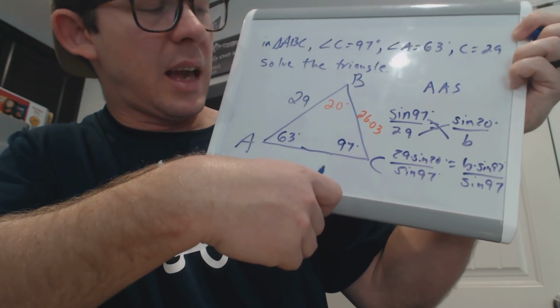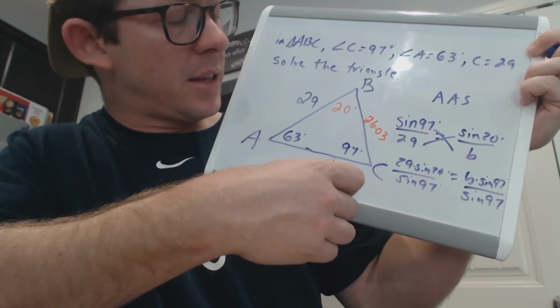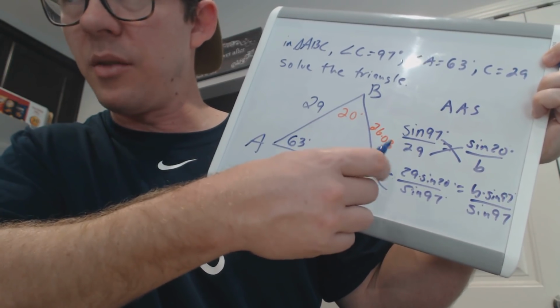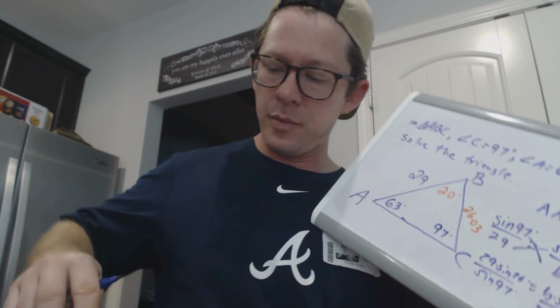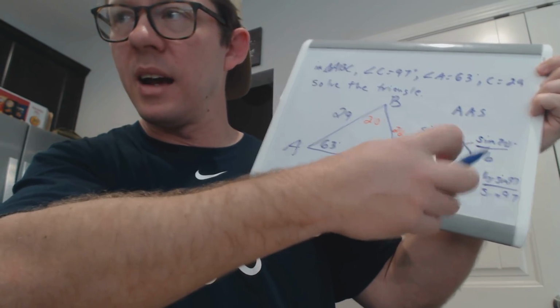Now, let's make a prediction here, okay? See how B is the smallest angle there, 20? I bet you anything this side is going to be lower than both of these sides, okay? So watch what I'm going to type in my calculator. I'm going to type in 29 sine 20 divided by sine 97, okay? So while I'm typing in, you guys type it in too. 29 times the sine of 20, 29 sine 20 divided by sine 97.